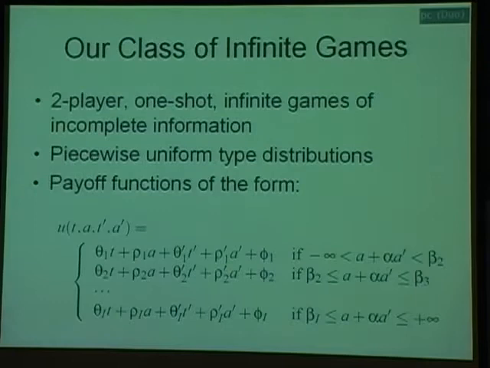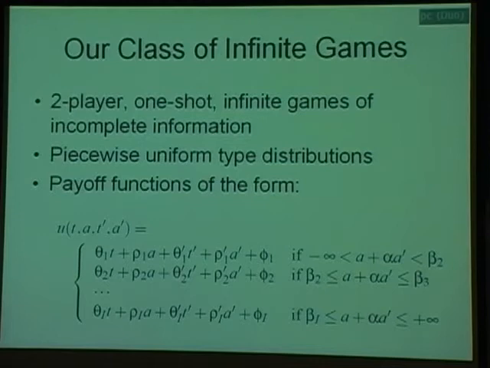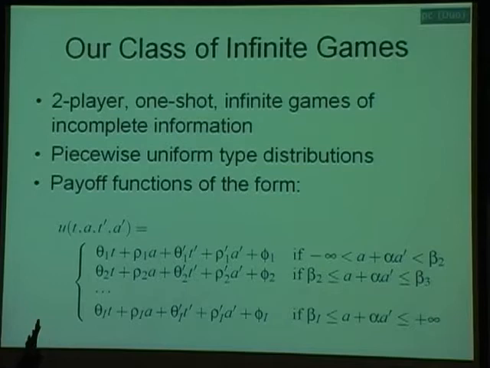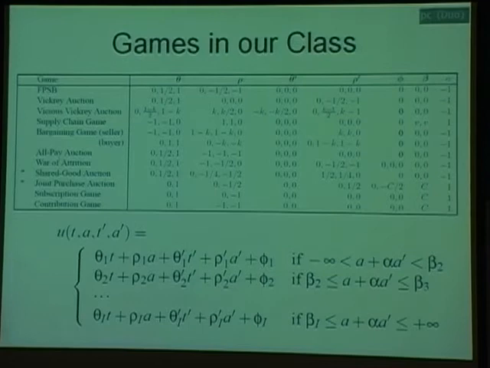So here's our class of two-player, one-shot, infinite games of incomplete information. The type distributions must be piecewise uniform, so that captures pretty general type distributions. The payoff functions of my type and my action and the other agent's type and the other agent's action are of this particular form, where these Greek letters are all parameters. So that class of games turns out to be pretty general and captures really most two-player one-shot games that you can think of by appropriate settings of those Greek letters.